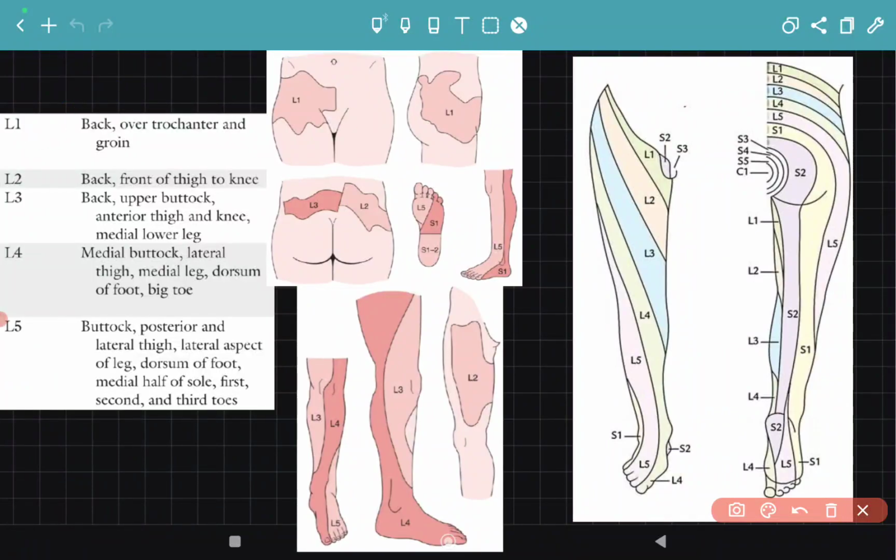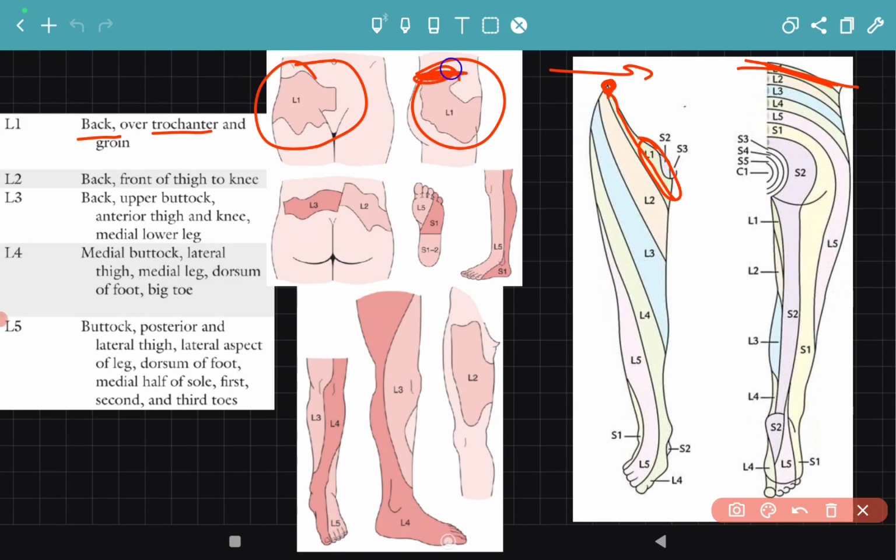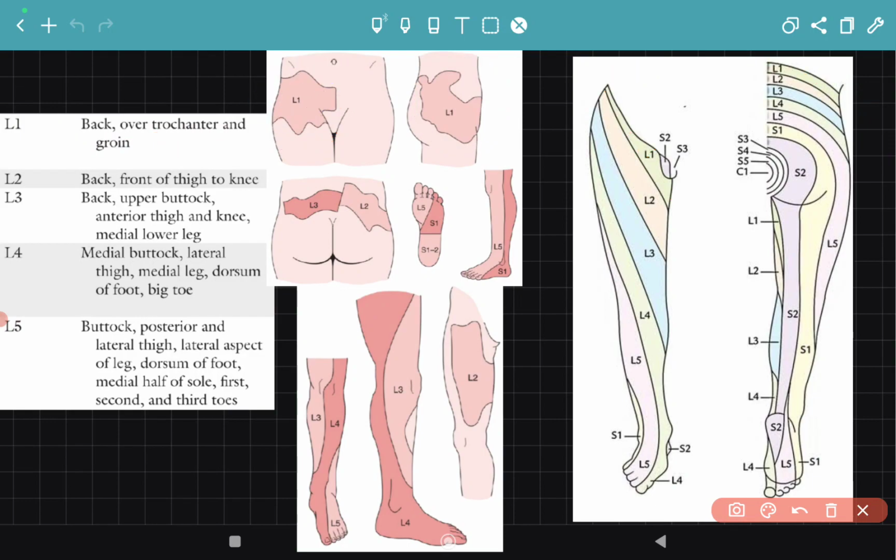So the L1 portion, if we consider this diagram, we can see over here and over here. There is the back, which we can appreciate over the trochanter starting from here, and the groin region is also covered. So in those diagrams we can see L1 is there and here. So a slight back portion, then over the trochanter over here, and the groin part. So this is the L1 dermatome.